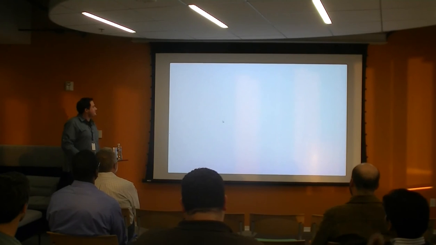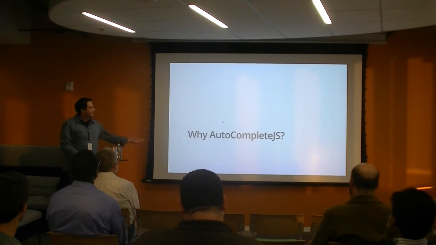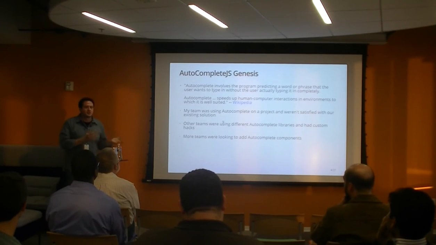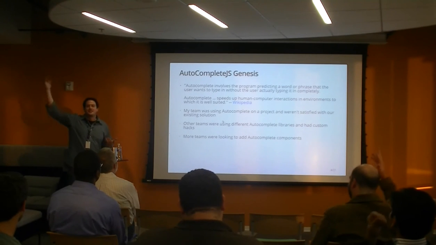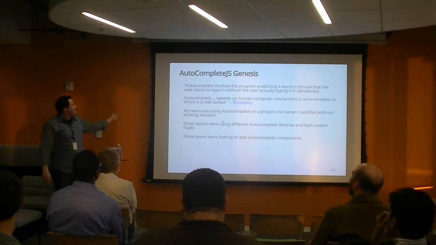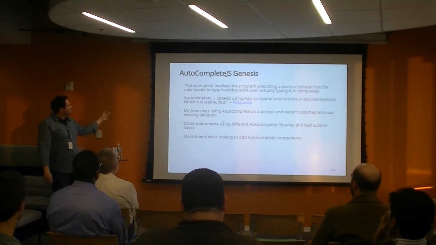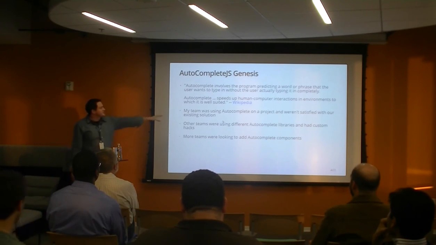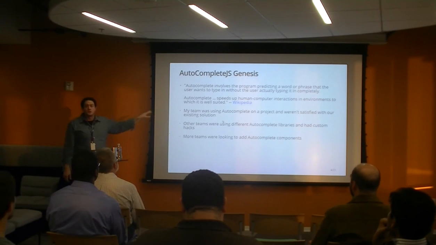Why AutoCompleteJS? AutoComplete is a JavaScript widget that implements autocomplete. Raise your hand if you're familiar with autocomplete. That's everybody, right? Autocomplete involves a program predicting a word or phrase that the user is typing, and the computer already knows where it is. The important part is it speeds up human-computer interactions when it's well-suited.